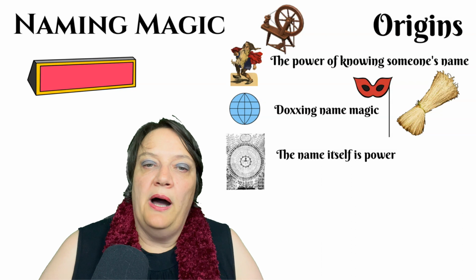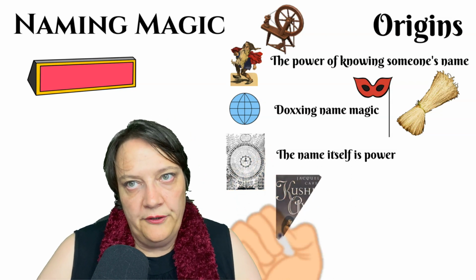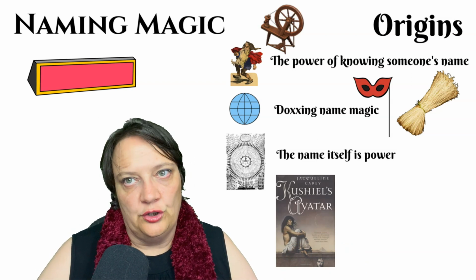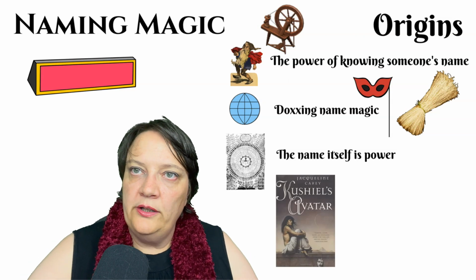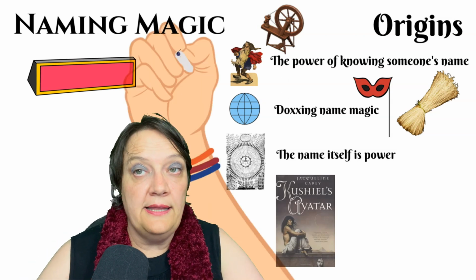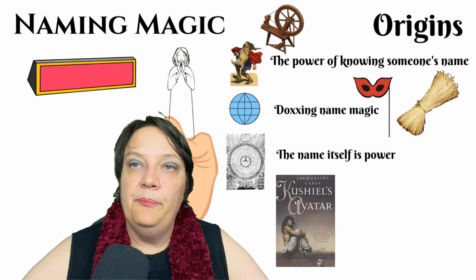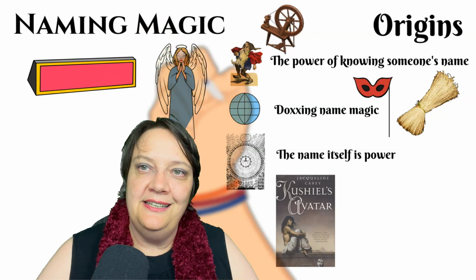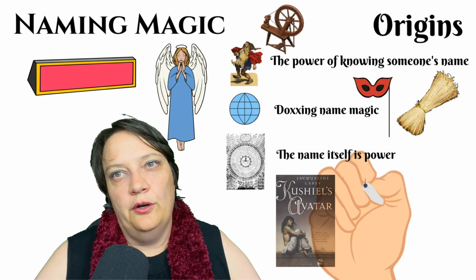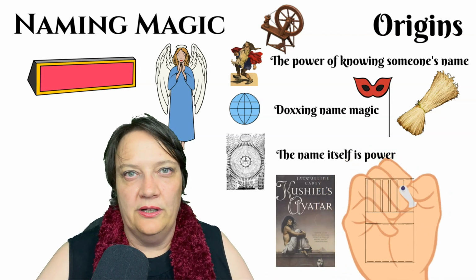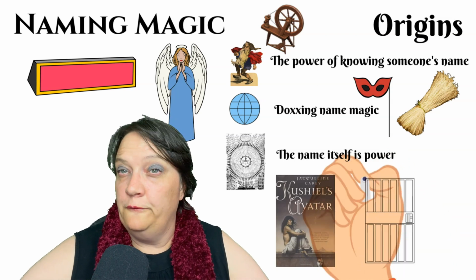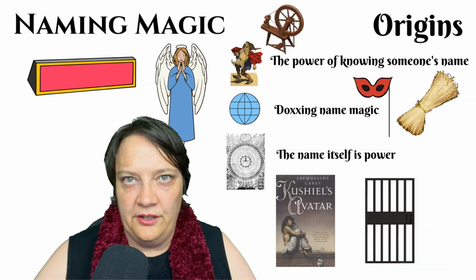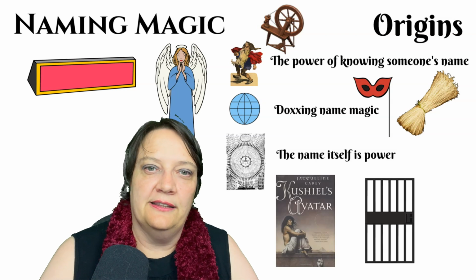And this was used by Jacqueline Carey in the Kushiel's Avatar books, where the name of God gave you power over the angels. And Phèdre went on an entire quest to find that name, to be granted the ability to speak it once and only once, in order to dismiss the angel that is holding her childhood friend captive in a tower. So it was an incredible story to find this name and then speak it once in order to lift the curse that was holding her childhood friend there.